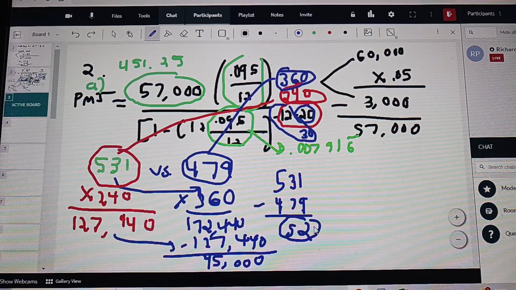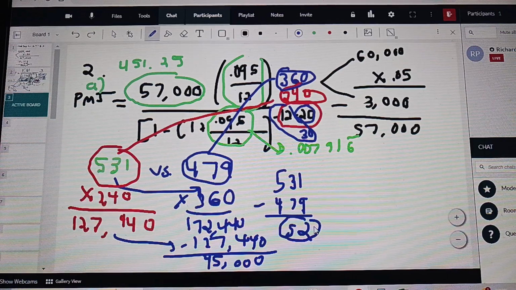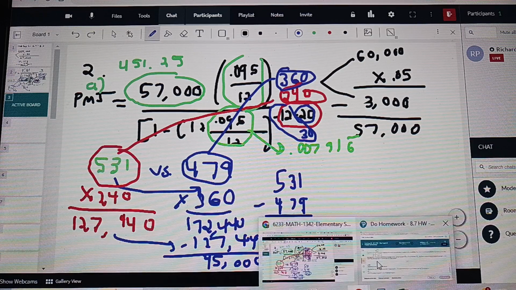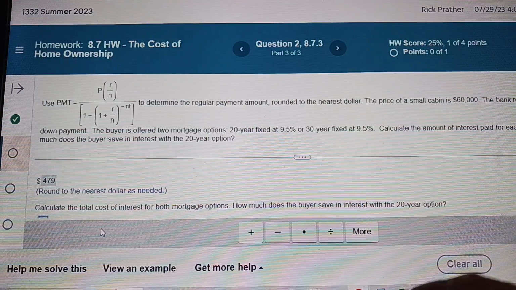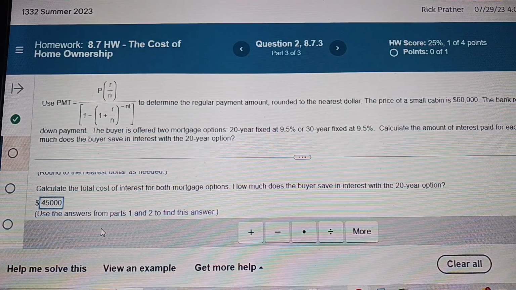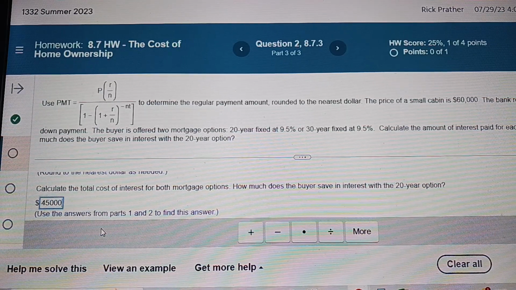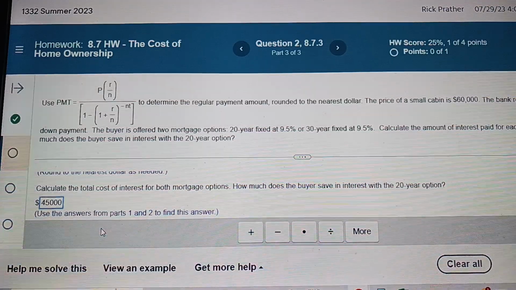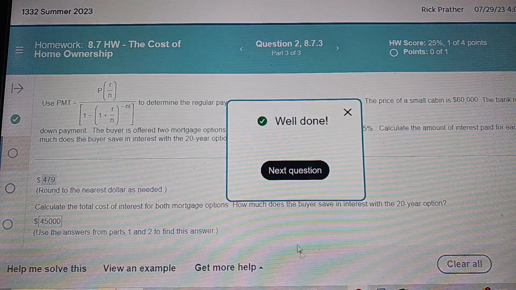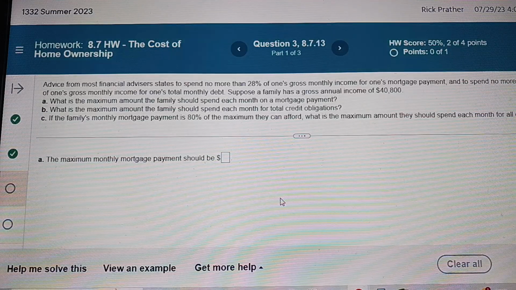That's how much extra income you would have in your wealth, whatever your net worth is. You would have $45,000 extra in 20 years from now, just by paying $50 more every month. That's how much of a difference it makes. But sometimes the 20-year loan has such a higher monthly payment that somebody just can't afford it. So sometimes most people go with the 30-year loan just to keep the payments as low as possible.